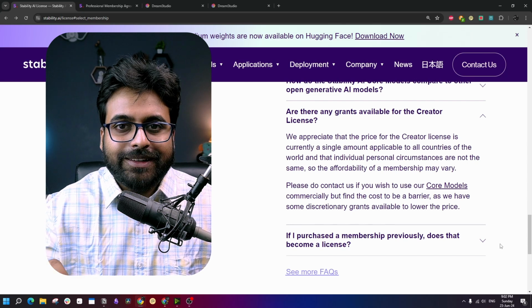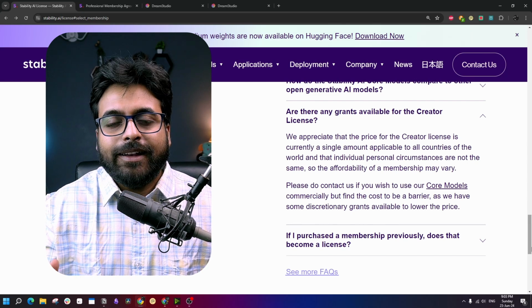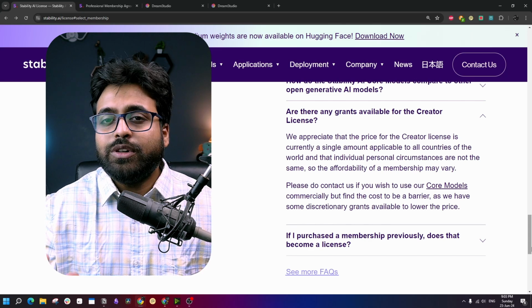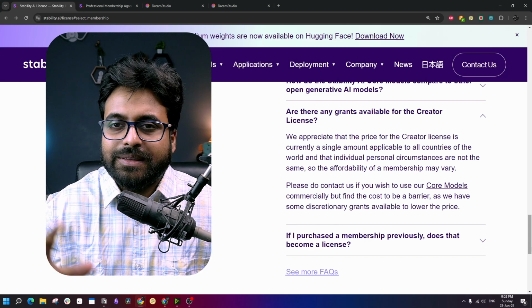I really appreciate that. But until and unless they clear out the fog surrounding the SD3 creator license agreement, I do not think anyone would want to build a business around that. Stability AI should respect the small creators and developers, because without them Stable Diffusion would not have been what it is today.